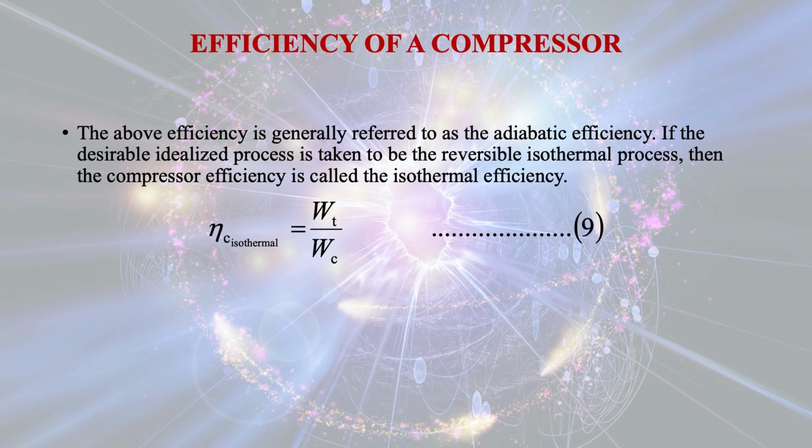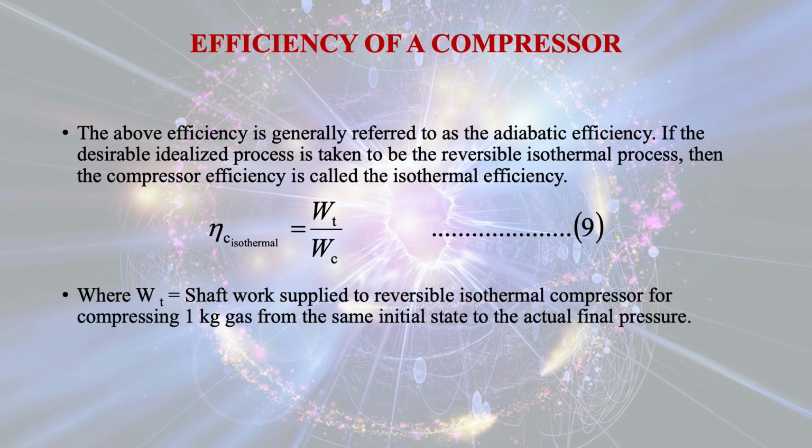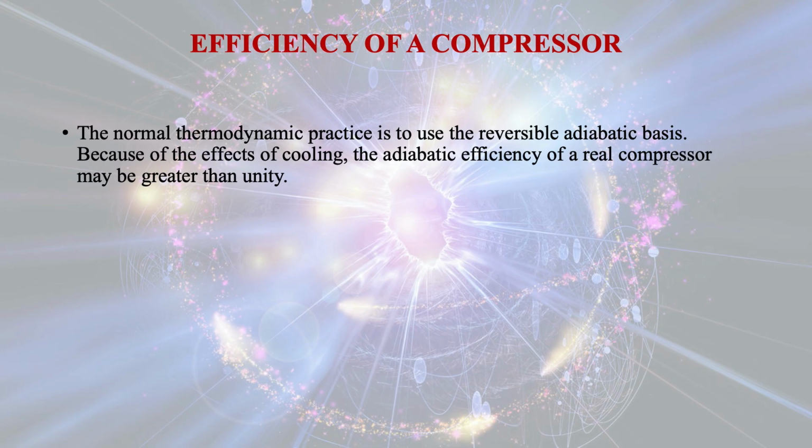So eta C isothermal is equal to Wt by Wc, where Wt is equal to shaft work supplied to a reversible isothermal compressor for compressing 1 kg of gas from the same initial state to the actual final pressure. The normal thermodynamic practice is to use the reversible adiabatic case. Because of the cooling, the adiabatic efficiency of a real compressor may be greater than unity.